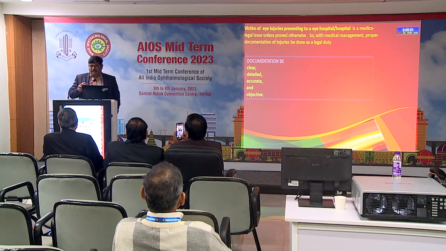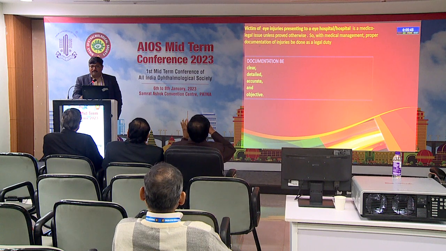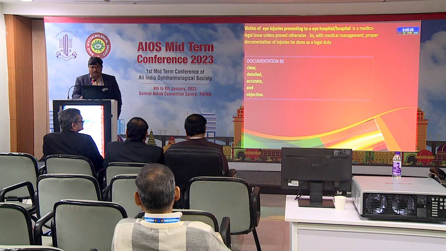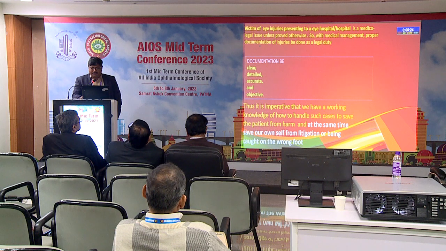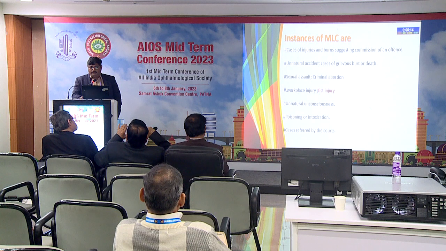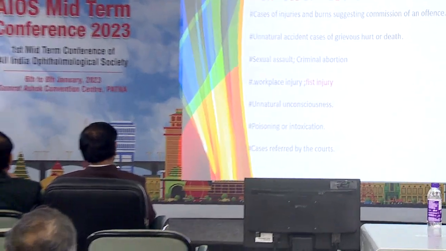A victim of eye injury presenting to an eye hospital or a hospital is a medical legal issue unless proved otherwise. So along with medical management, proper documentation of injury should be done as a legal duty by the doctor. The documentation should be clear, detailed, accurate and objective. Thus it is imperative that we have a working knowledge of how to handle such cases, to save the patient from harm and at the same time save ourselves from litigation or being caught on the wrong foot. These are a few instances of medical legal cases, like all injuries, and the most common cause of medical legal injury presenting to an eye hospital is a fist injury.